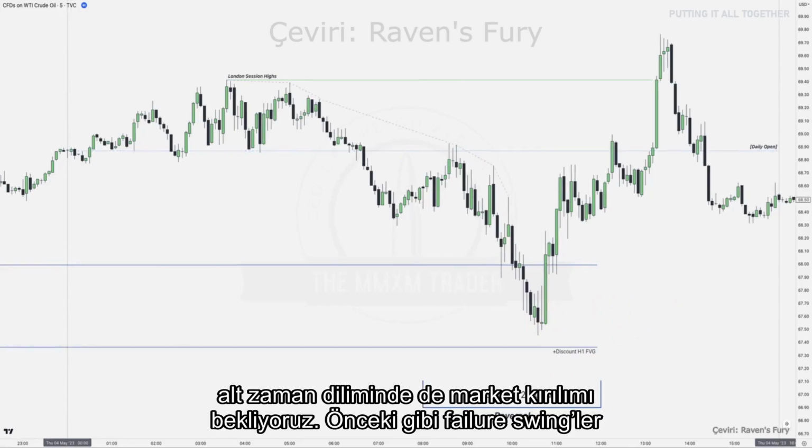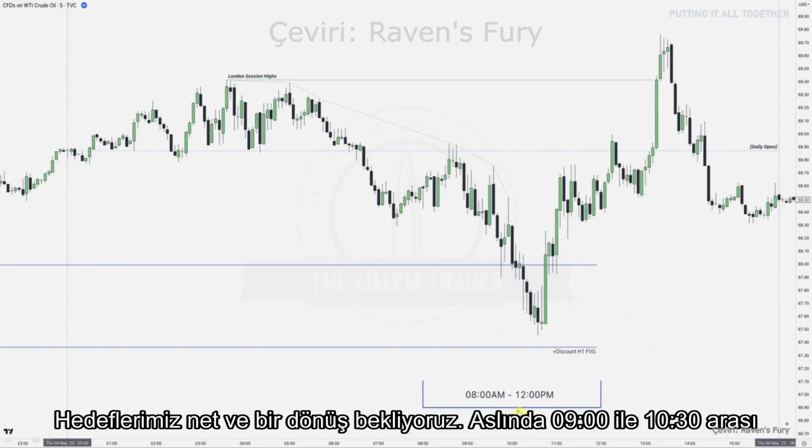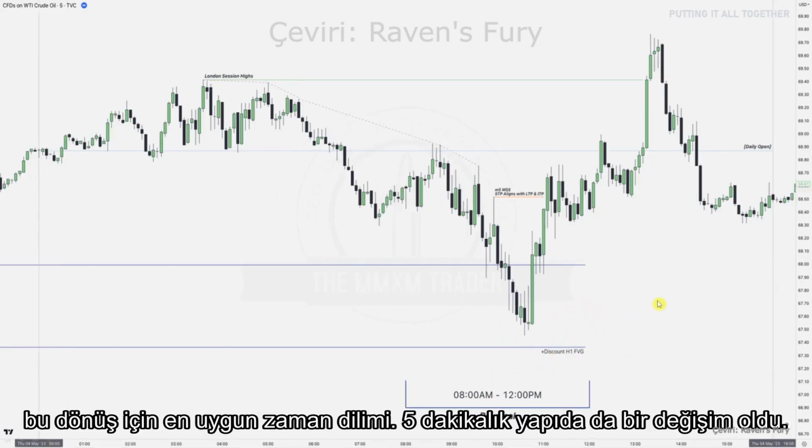So failure swings, right, as outlined earlier, all the way above here. So a lot of buy stops resting above here. So we have clear targets for our window, and we're waiting for a reversal, right? So actually from 9 to 10:30 is that sweet spot for that reversal, right? We got that 5-minute structure shift.